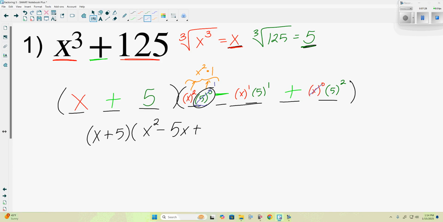Now, if we look at the last one, just like we said already, x to the 0 is really just 1. So we look at this multiplication here, our x to the 0 is just 1. What's our 5 squared? 25. So what we have is 1 times 25, which is 25.